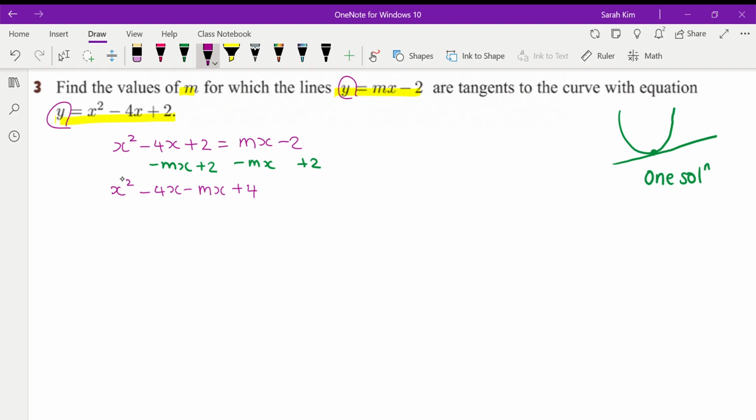Now another way to write these two terms is to factorize the x out, and write (minus 4 minus m). Normally what we're used to is writing the x at the back, like so. So now identify your a, b and c.